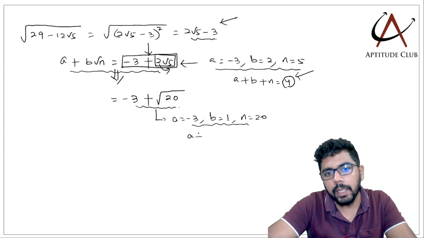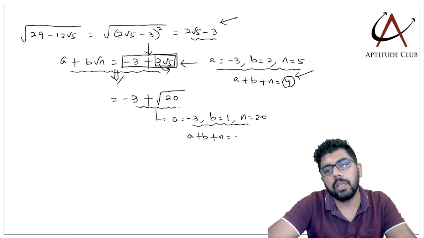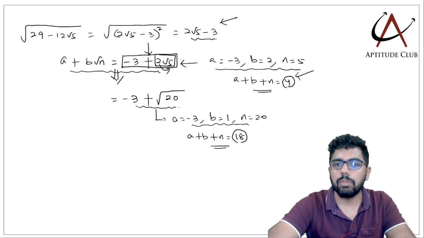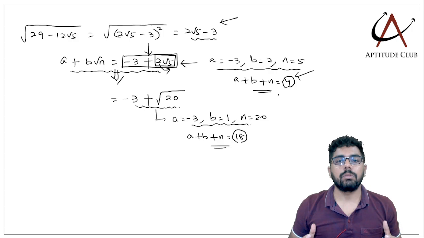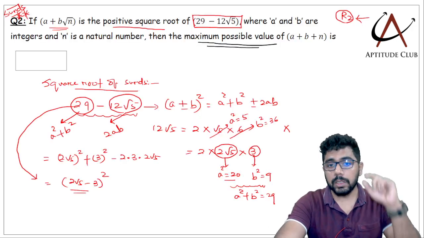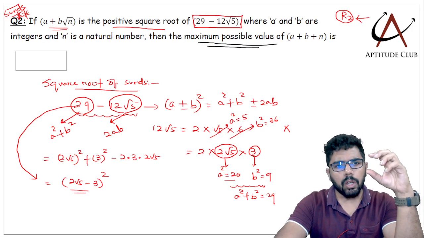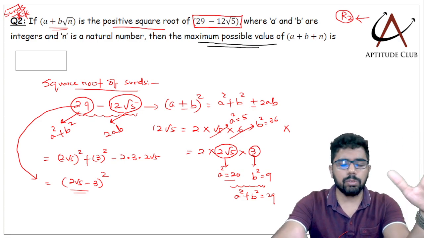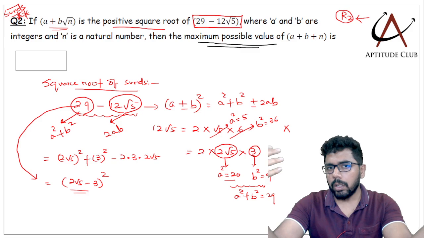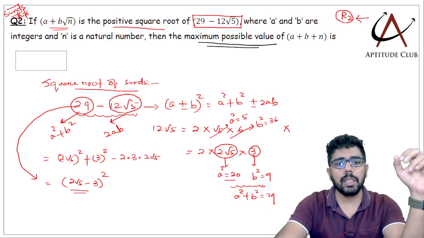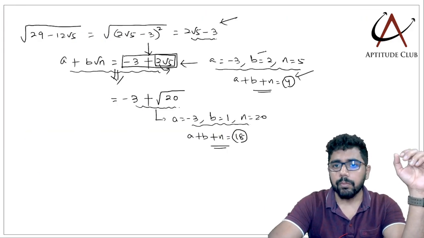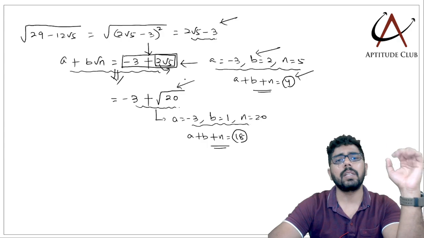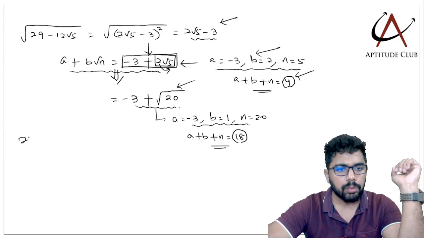And now if I write a plus b plus n, you see I'm getting 18, but here I got 4. There were two possible values, but because the question wrote maximum, it should immediately click. A lot of people made a mistake here, because once they calculated the square root, they got the corresponding a, b and n. But we don't have to necessarily write it in this form. I can write it in the second form, square root of 20. 2 root 5 can be written as 1 root 20. That was the catch.